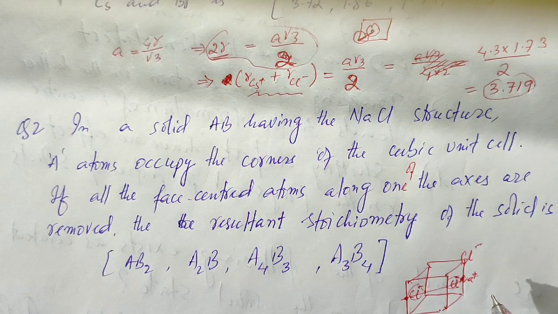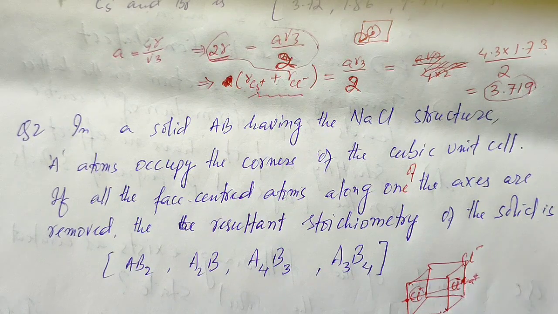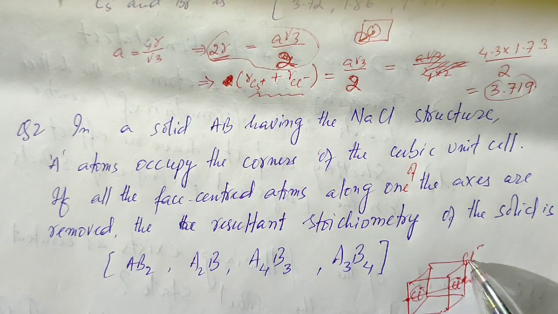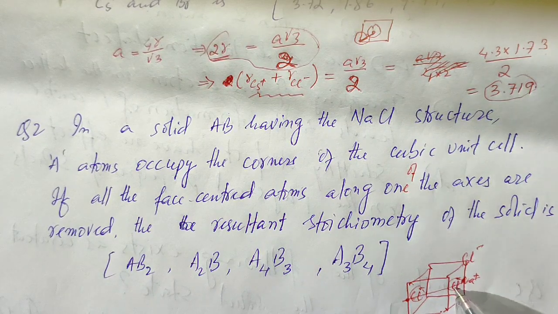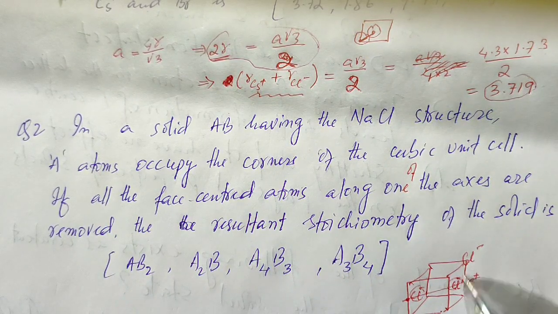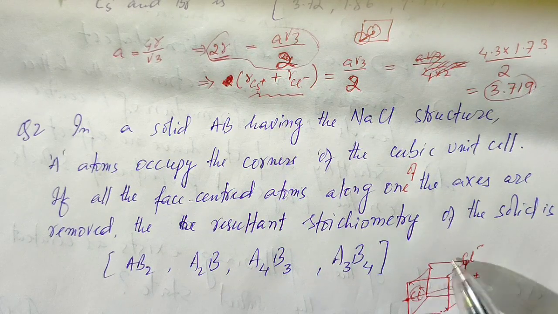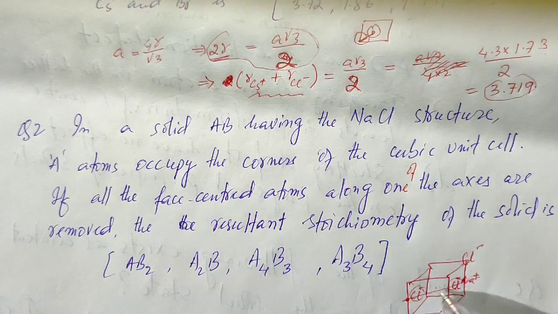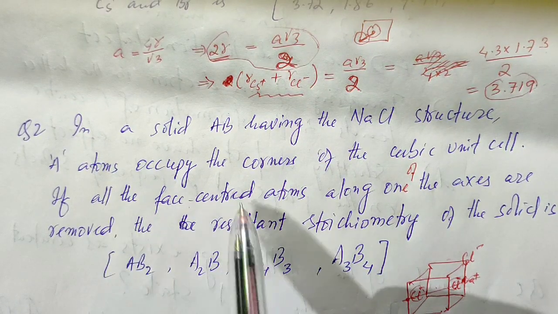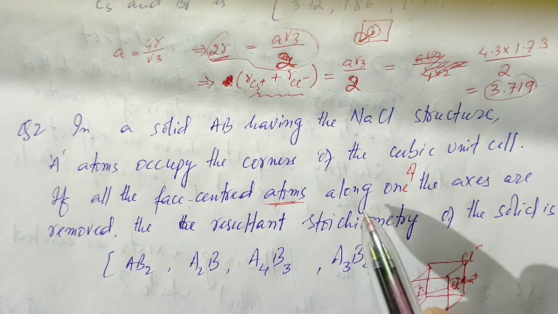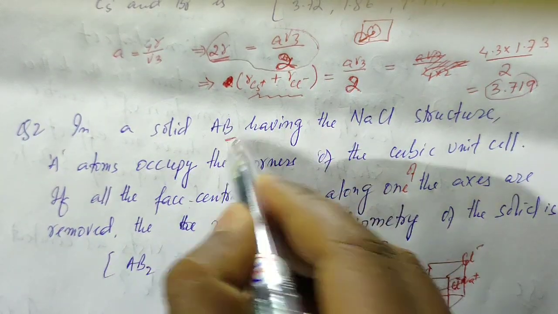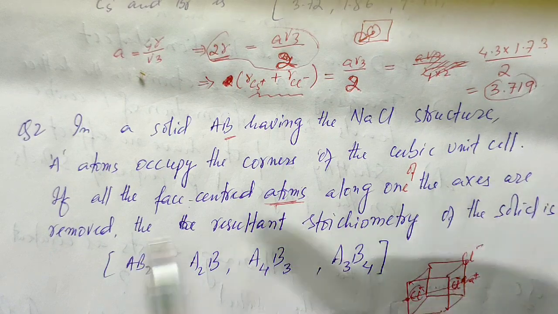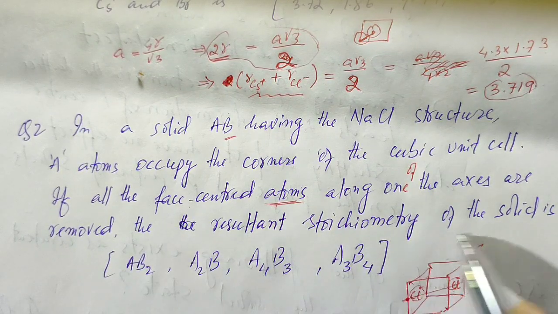Okay, so in NaCl structure, chloride ions are at the corners and the face centers, and the cations, sodium ions, occupy the edge centers and the body center. So it is said in the question the body center ions are not removed, only the face center ions are removed. If all the face center atoms, which is chloride ion here, or we can say B here, along one of the axes are removed, then the resultant stoichiometry of the solid is.